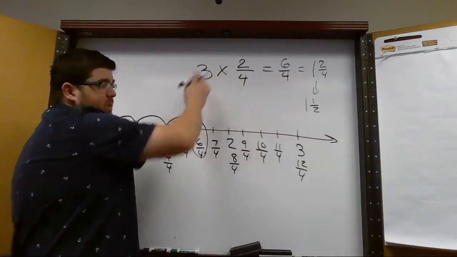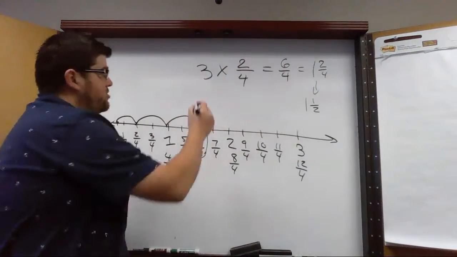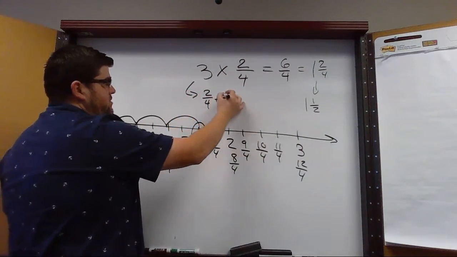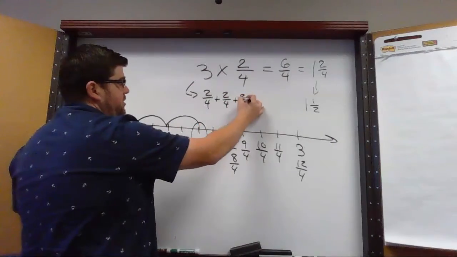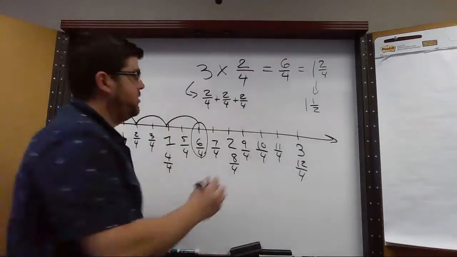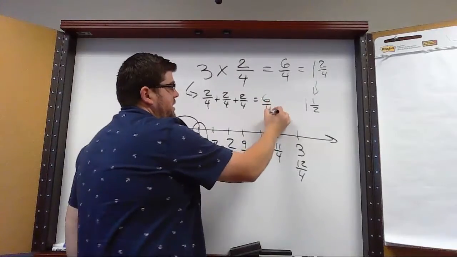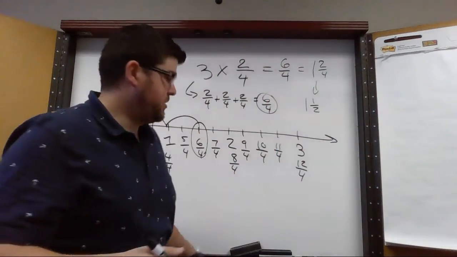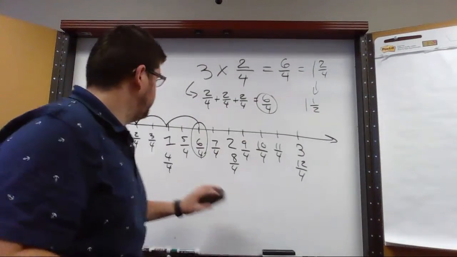Remember that the multiplication symbol means groups of, so I could rewrite 3 times 2/4 as the same thing as 2/4 plus 2/4 plus 2/4. And then 2 plus 2 is 4, 4 plus 2 is 6/4. So I got the same answer when I wrote it as repeated addition. Okay, let's do another one.